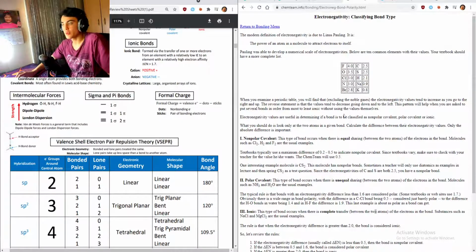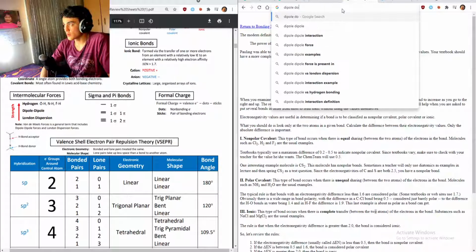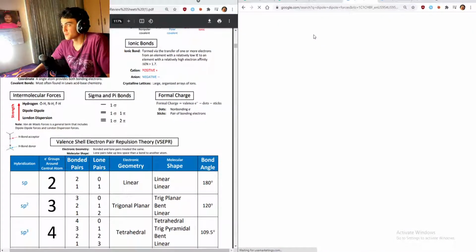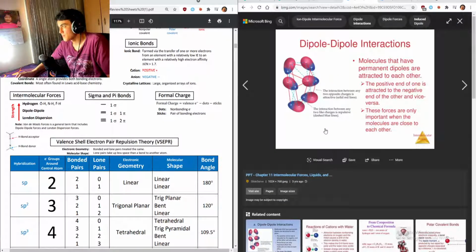Push up dipole real quick. Dipole forces. So it's just with polar molecules.